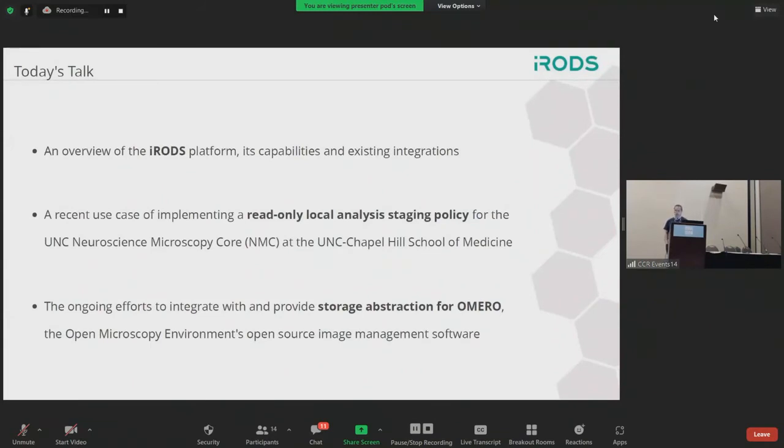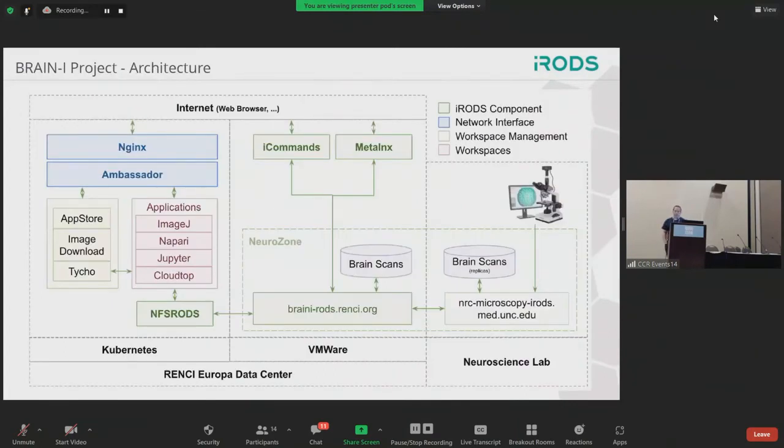The second bullet is what we did at UNC. This is a read-only local analysis staging policy. So we had a project called Brainy. Here's a picture with lots of boxes on it. The left side over there, that's labeled at the bottom, the Europa data center. This is the RINCE's data center. This would be the equivalent of what Valerio was saying, the MCIT kind of central services, right? So RINCE in this case is providing the kind of long-term storage, infinite disk that you don't have to worry about kind of stuff. And then on the right side over there is the lab.